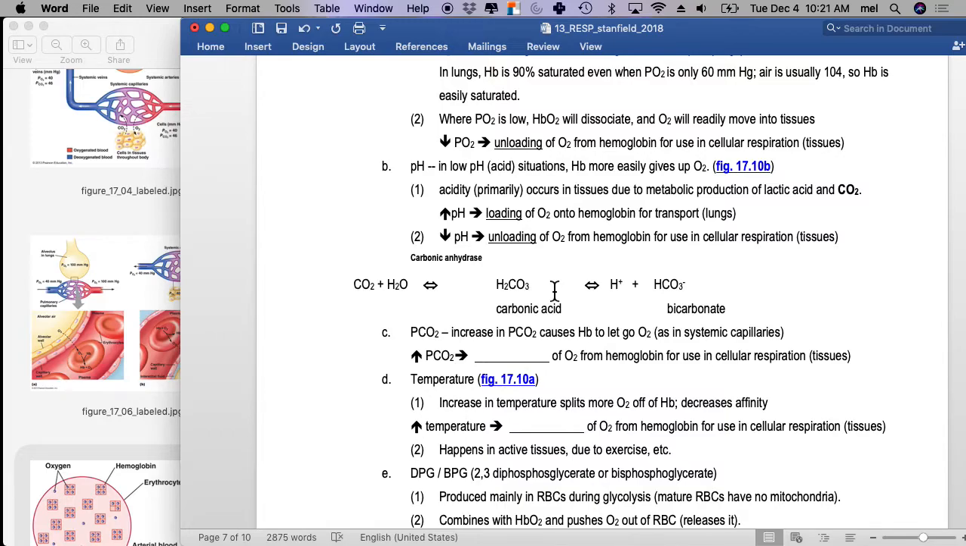Okay, so this is the equation that predicts the relationship between carbon dioxide. This is an enzyme called carbonic anhydrase, H2CO3. This is carbonic acid, which dissociates to H plus and HCO3 minus. Okay, so predict for me before I tell you which capillary bed, systemic or pulmonary, should have a lower pH.